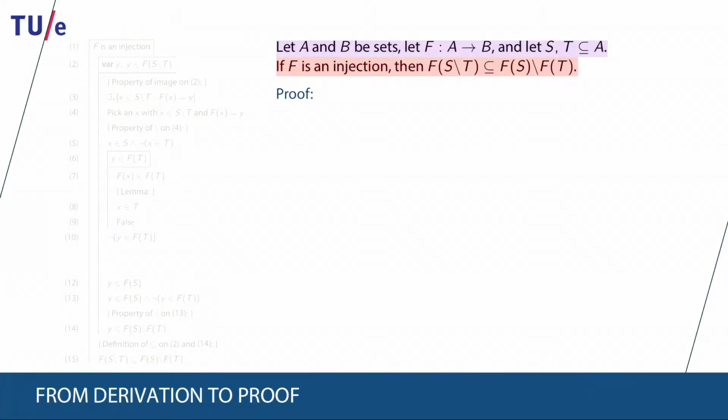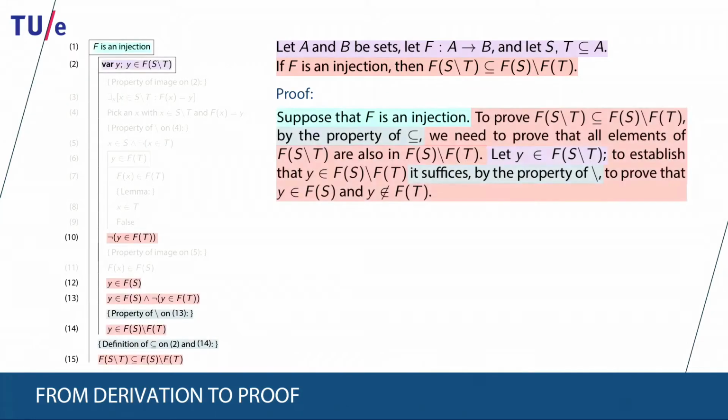Let's transform it into a proof. The proof first applies some backward reasoning to simplify the goal, generating the assumption that f is an injection and a declaration of some y in the image under f of the difference of s and t. We then need to establish that y is in the image under f of s and not in the image under f of t.